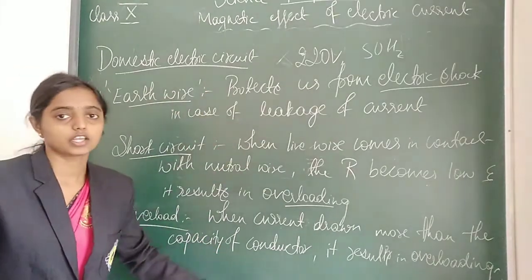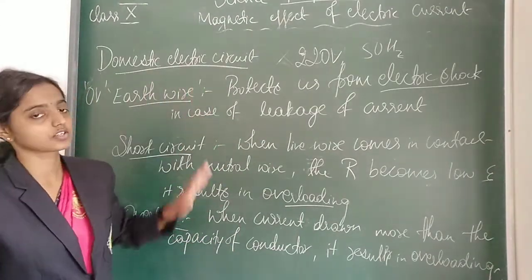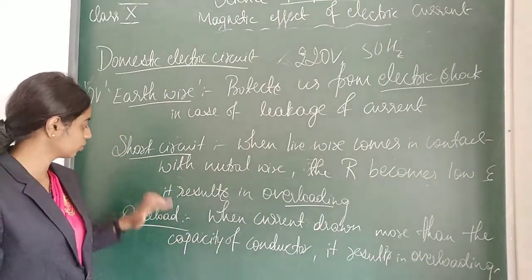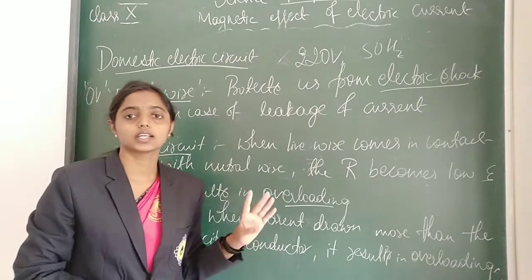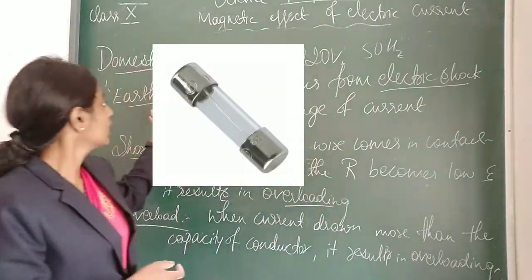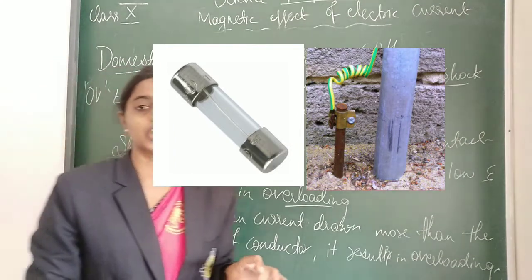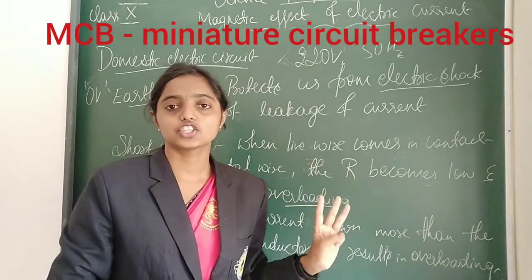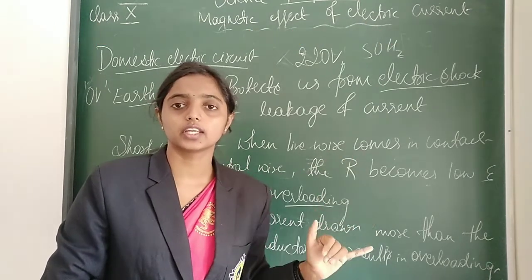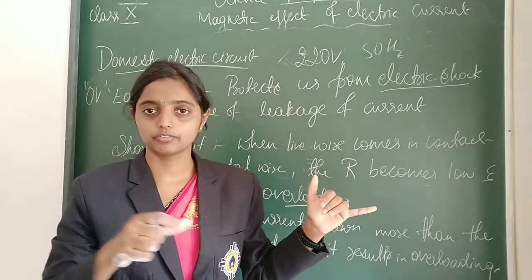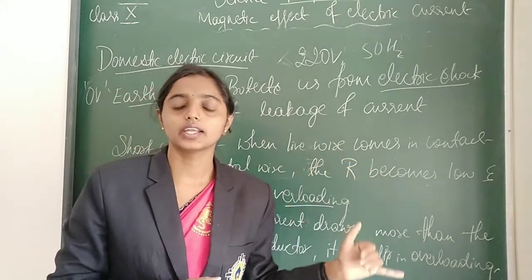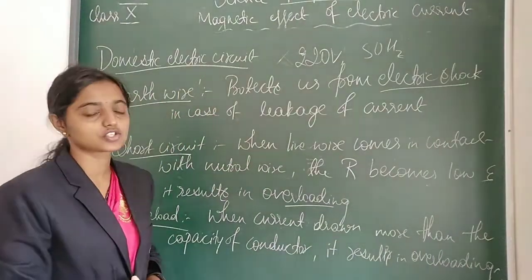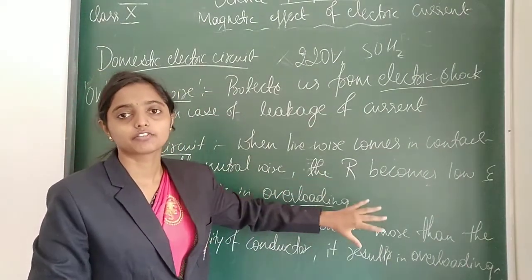These are the points we should remember about the domestic electric circuit. Now, what are the measures to avoid short circuit and overload? We know they are the fuse, the earth wire, and the MCB, miniature circuit breaker. It is the same thing we learned in the second chapter on electricity. We should write those here, and if they ask for more marks, or if you want to write in detail, we can write those explanations here. So this is all about the domestic electric circuit.